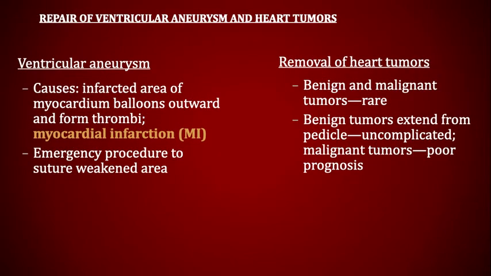So you can have ventricular aneurysms and heart tumors. With a ventricular aneurysm, that's caused by an MI lots of times. Know that that is an emergency and you have to get in there and repair that weakened structure as soon as possible. With a heart tumor, the tumor can be benign or malignant. If it's a benign tumor, care is relatively uncomplicated. However, if it is a malignant tumor, the prognosis for that client is very poor.